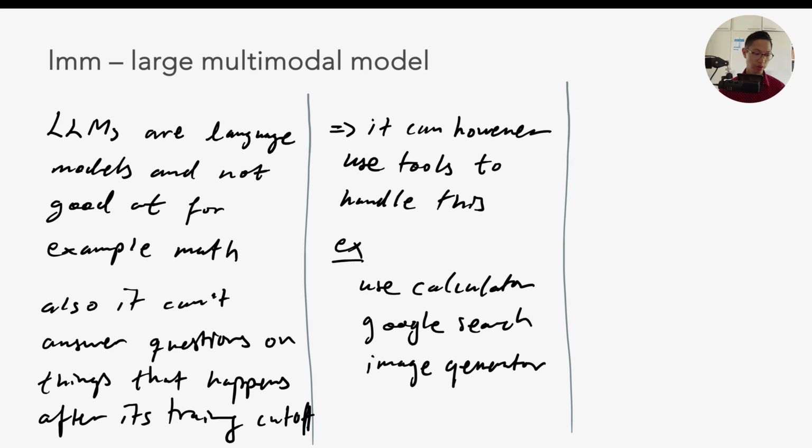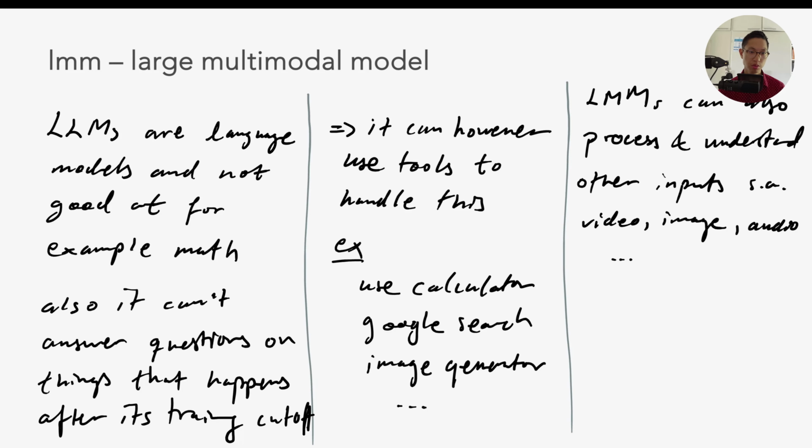We can have an image generator to generate an image when someone asks for an image. We can also, when someone sends an image, use other AI tools such as image recognition to try to understand the image, to generate text based on it, etc. LLMs can also process and understand other inputs such as video, image, audio, etc. You can talk to it. It can generate back speech with text-to-speech, and with the newer ones, it becomes more and more natural as well in the speech.